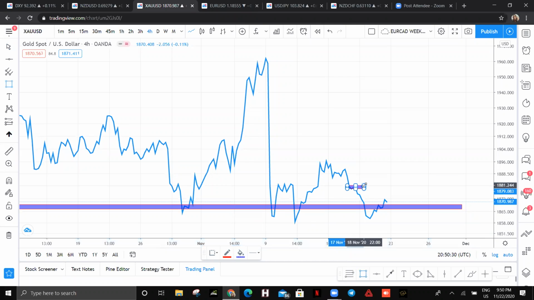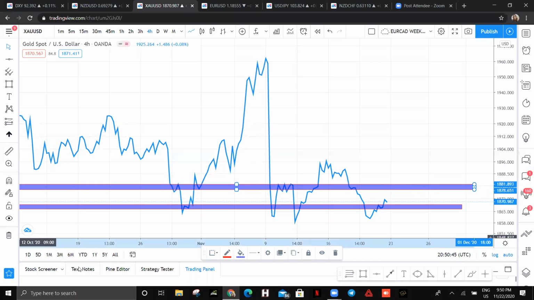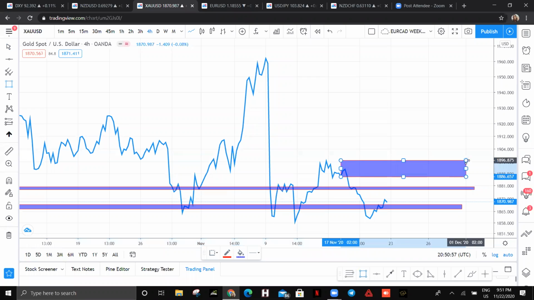Because by the time we draw our zones, change it to candlestick, you'll see how price reacted to it. You'll be shocked how price reacted to those zones. And the next one is from here, this level here, up to this level here. So you pick your horizontal line, you draw.